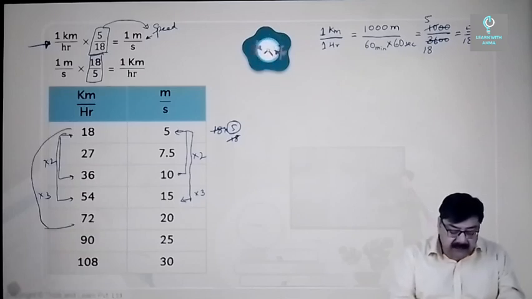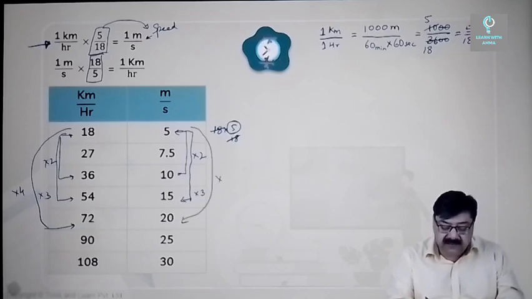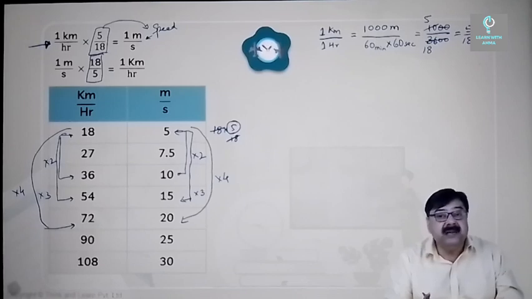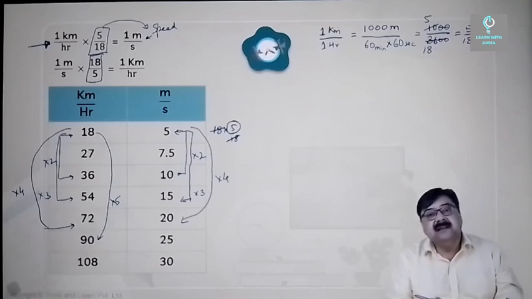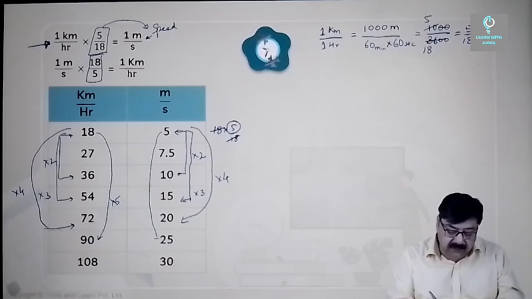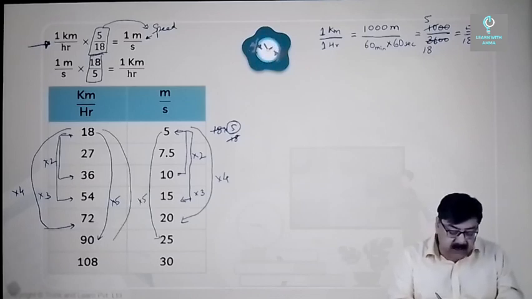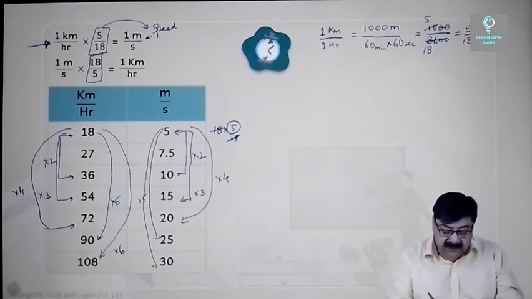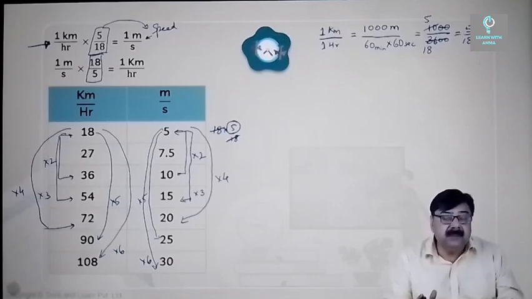Now similarly, 4 times 18 is 72. So 4 times 5 is 20 meters per second. So 72 kilometer per hour is 20 meters per second. And 18 into 5 is 90. So 90 kilometer per hour will be equivalent to 5 into 5, that is 25 meters per second. And 18 into 6, 108. So 5 into 6, 108 kilometers per hour shall be equivalent to 30 meters per second.